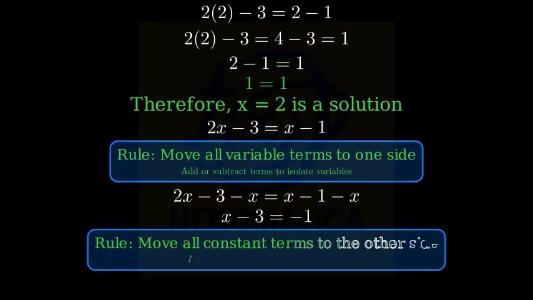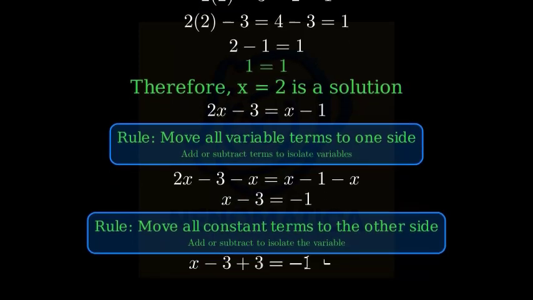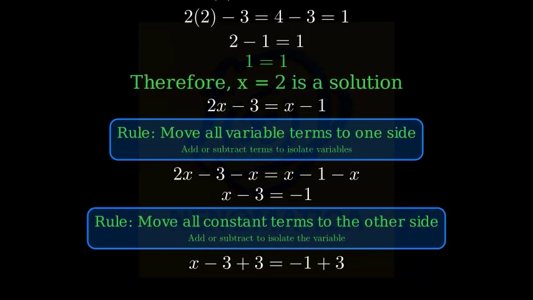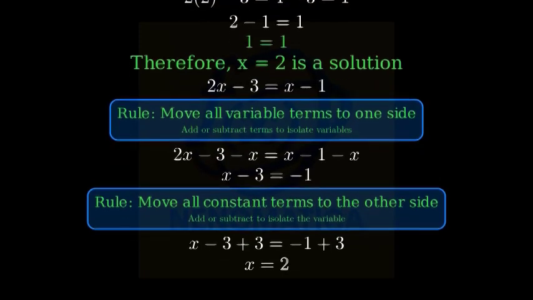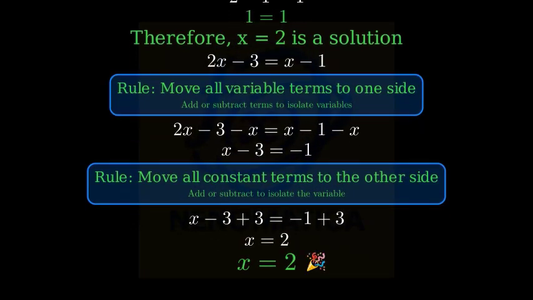The next step is to move all constant terms to the right side of the equation. We add 3 to both sides of the equation. This gives us x minus 3 plus 3 equals negative 1 plus 3. Simplifying, we get x equals 2. Therefore, the solution to our equation, 2x minus 3 equals x minus 1, is x equals 2.